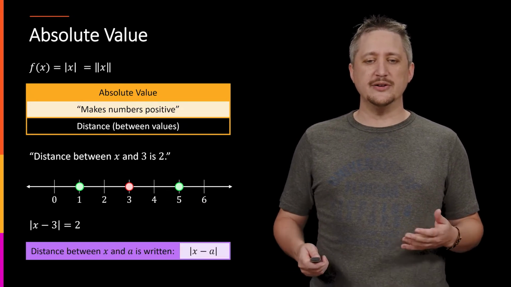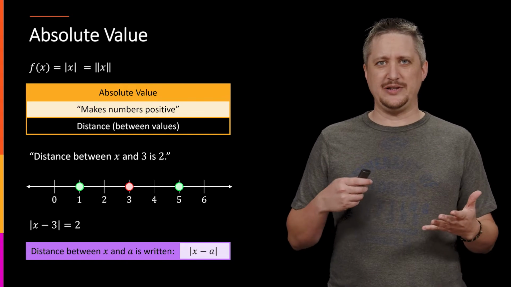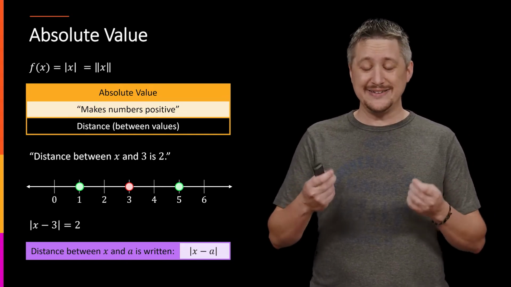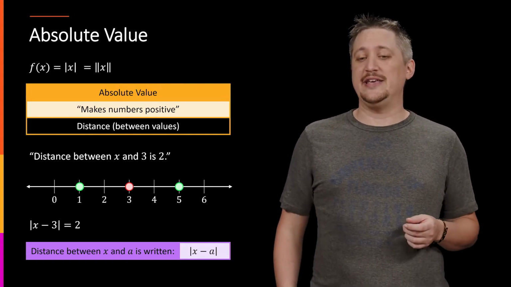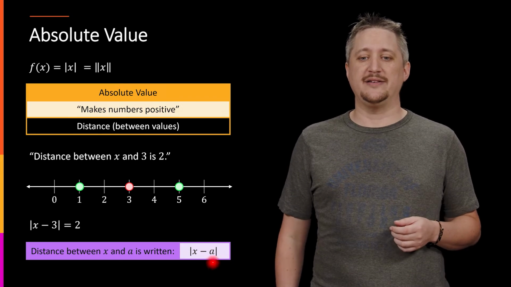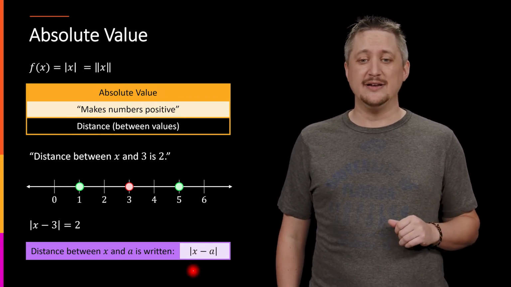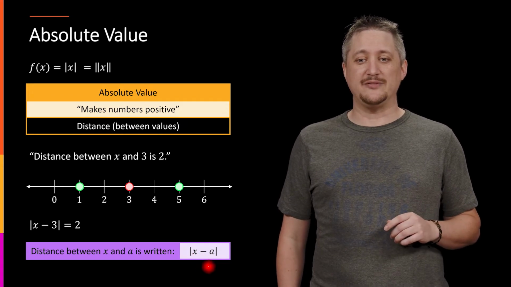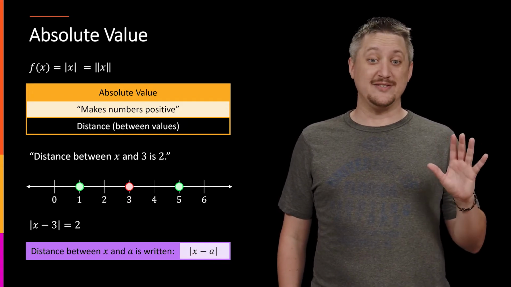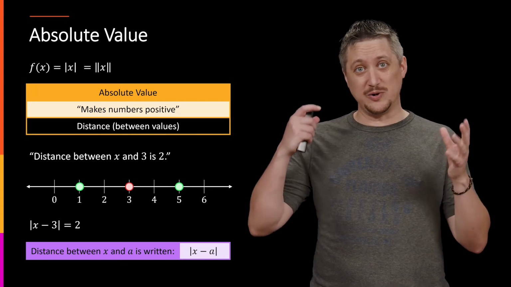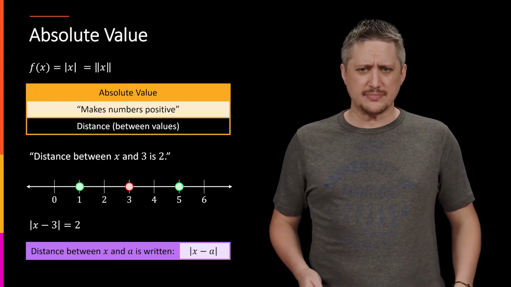In particular, when we talk about the distance between two values, x and a, we write that as the absolute value of x minus a. Note the minus, that's important. It's not x plus a, it's x minus a. So when we see the absolute value of x minus a number, that means the distance between x and that number. This is a good way of visualizing what you're looking at.